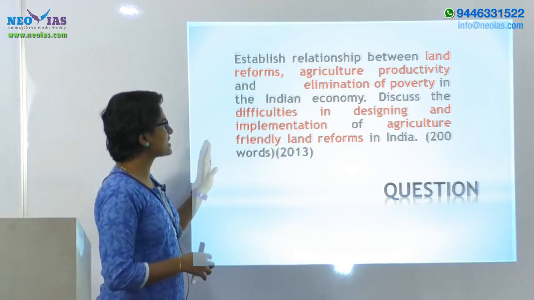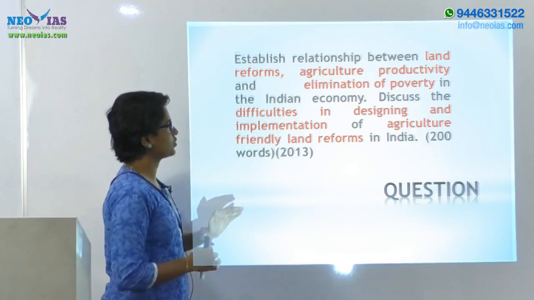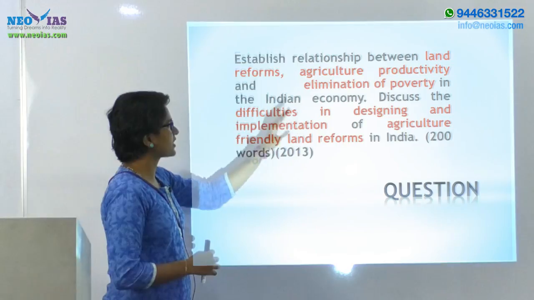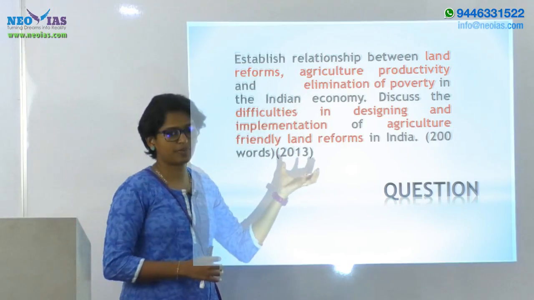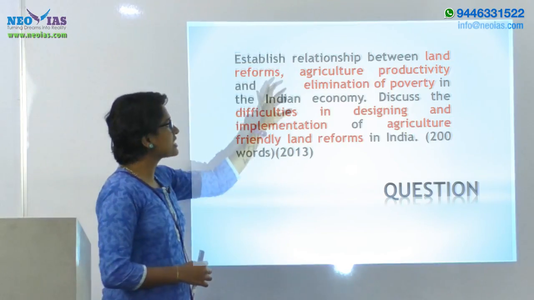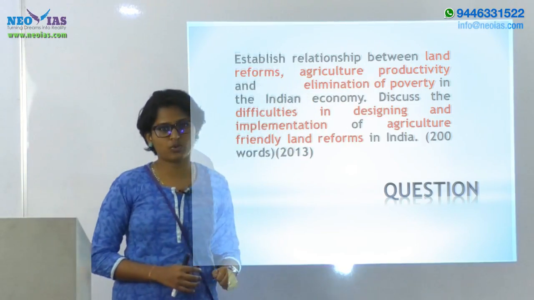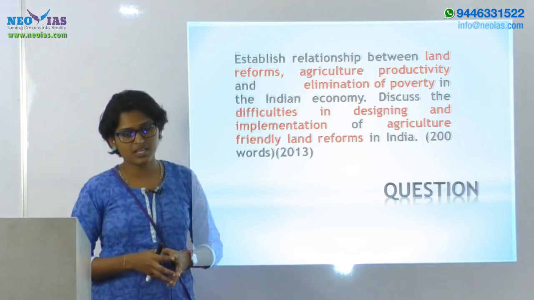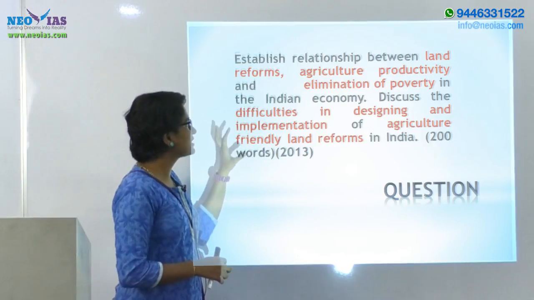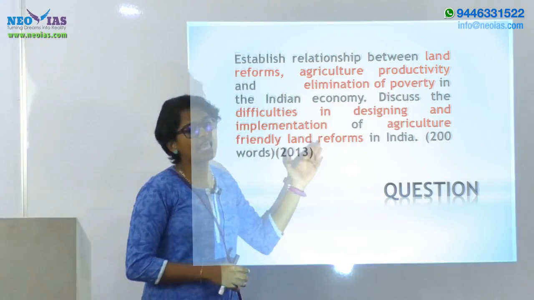So from the question we can understand that there are some areas which we need to answer. That means establish the relationship between land reforms, agriculture productivity and elimination of poverty in the Indian economy. So the first part of the question must answer the relationship between land reforms, agriculture productivity and elimination of poverty in our country. Then the second part of the question must look into the difficulties in designing and implementation of agriculture friendly land reforms in India.